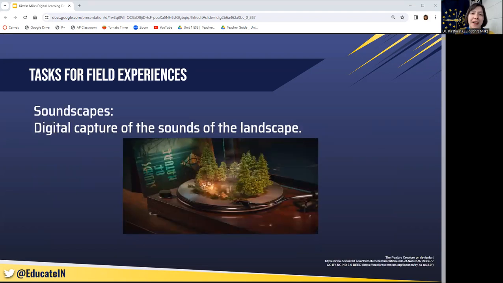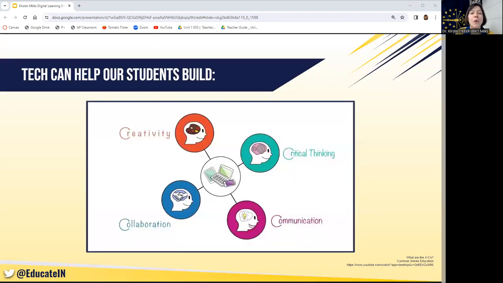My students' favorite thing, though, is recording soundscapes, doing digital capture of the sounds of the landscape. There are many surprises to be found. These lessons do allow the 4 C's of creativity, critical thinking, communication, and collaboration to be first and foremost in my classroom. But students love doing these assignments.